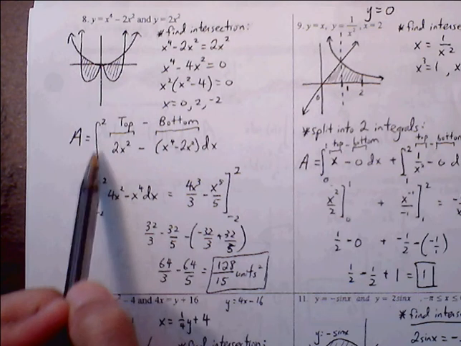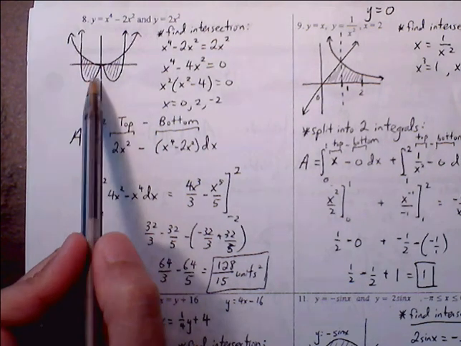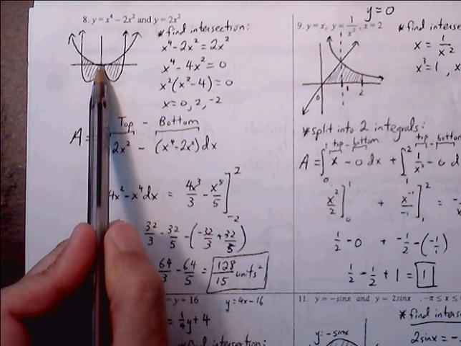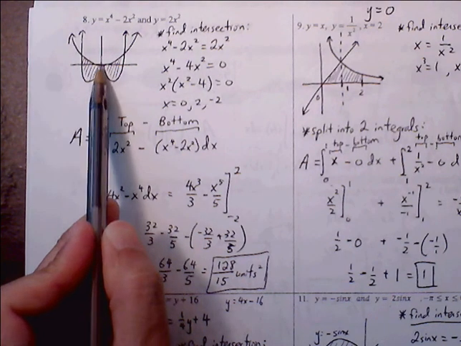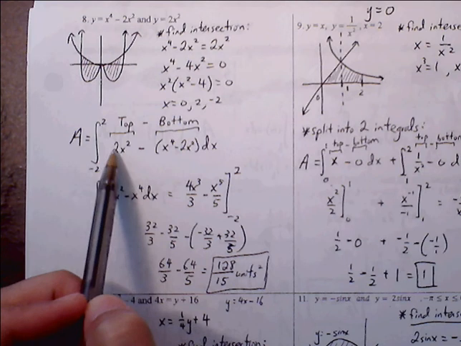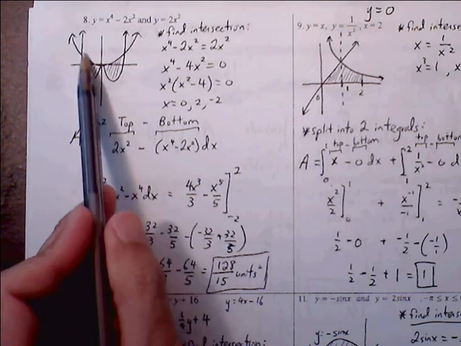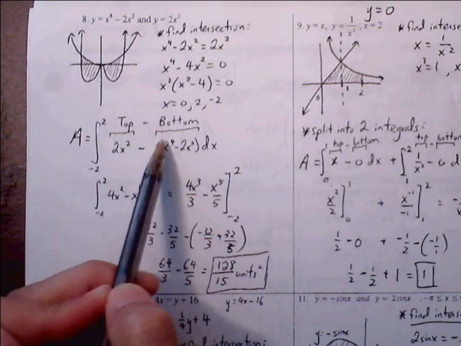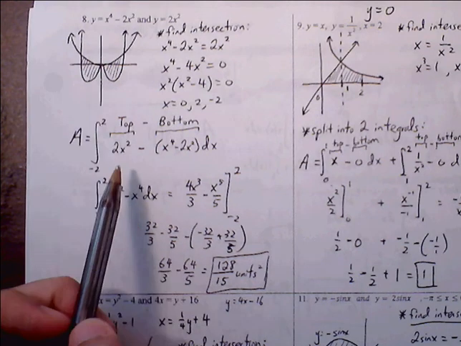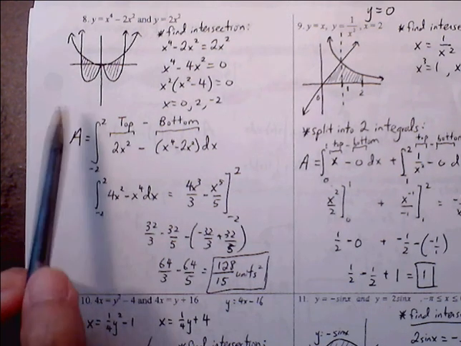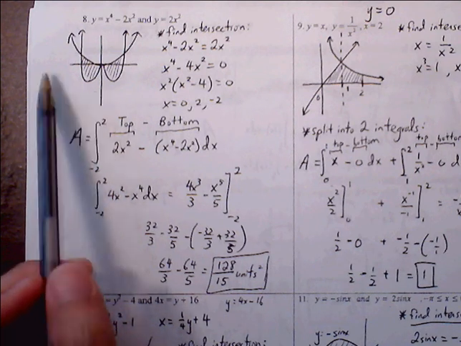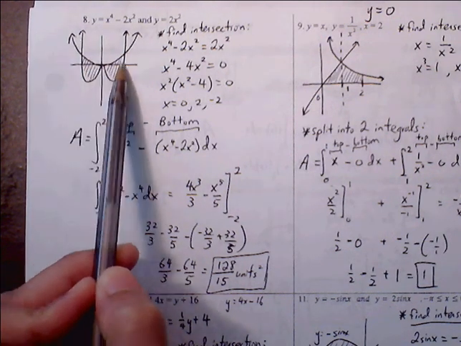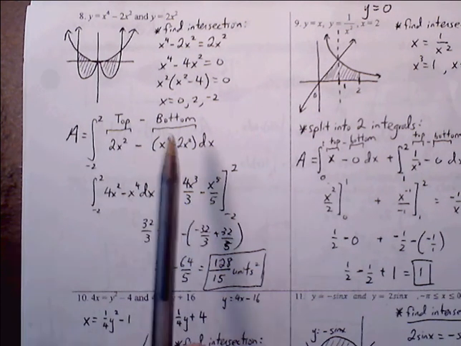So we could actually think of this as -2 to 2 and bypass the 0, since there's no change in top and bottom curve at 0, even though the two graphs intersect. And then the top curve is always the 2x squared, the parabola, and the bottom curve is always the x to the fourth minus 2x squared. But this will not be incorrect if you decided to set this up as two separate integrals from -2 to 0 and then from 0 to 2. Either way, we're going to get the same answer.